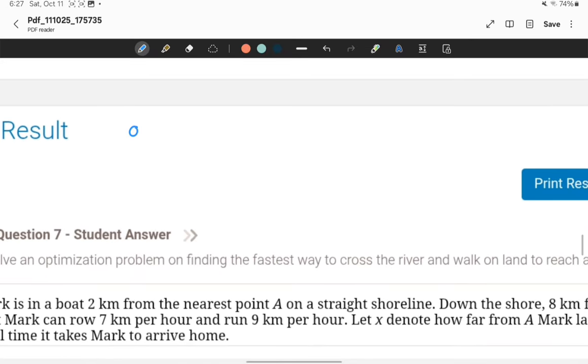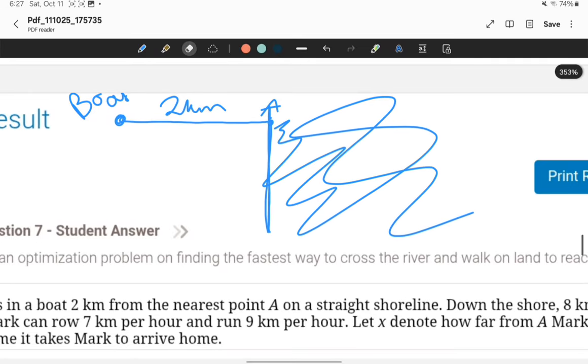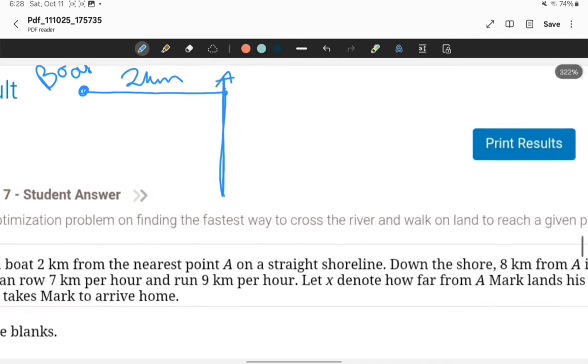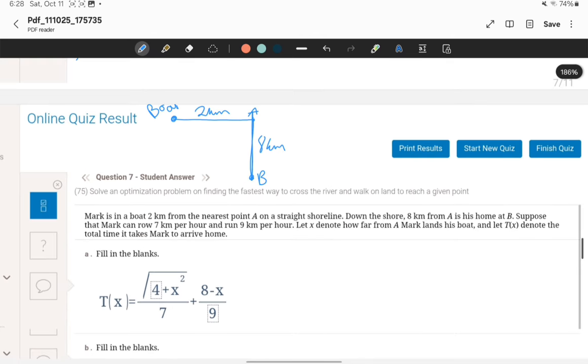So we have the boat is here, right? Here's our boat. And they're saying he's 2 kilometers from a point A. Now this point A is on a shoreline. Yeah, so this is the shoreline, this is the sand and land, whatever. Okay, we don't care about this. But they're saying down this shore from A, 8 kilometers, you get his house at B. Right, that's what they're saying. Down the shore 8 kilometers is home at B.